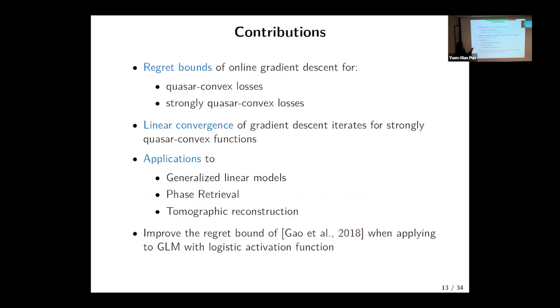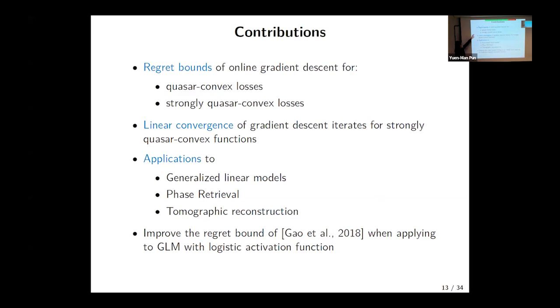Now, for our contribution, we established regret bounds of online gradient descent for Quasar-Convex losses and strongly Quasar-Convex losses. As a byproduct, we also developed the linear convergence of gradient descent iterates for strongly Quasar-Convex functions. For Polyak-Lojasiewicz functions, we can only establish the linear convergence of the function values, but here we can establish the linear convergence for the iterates.